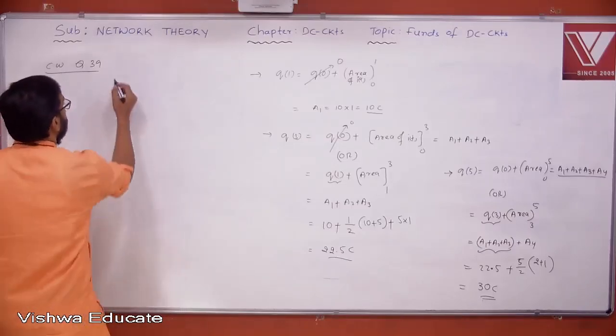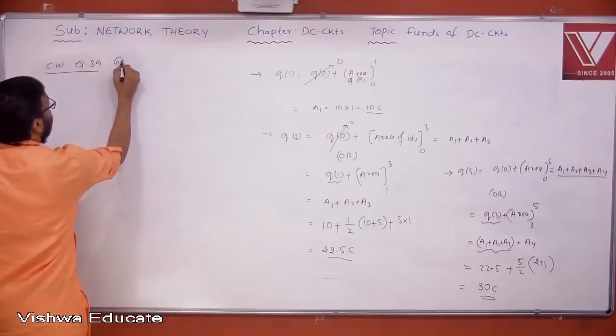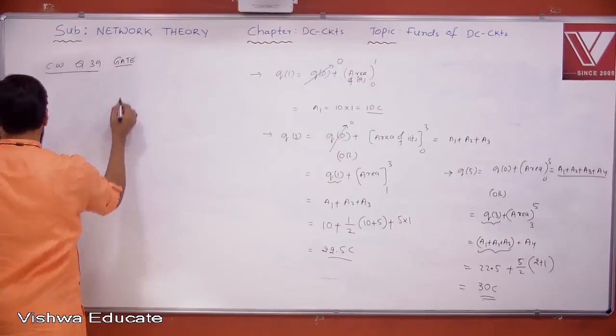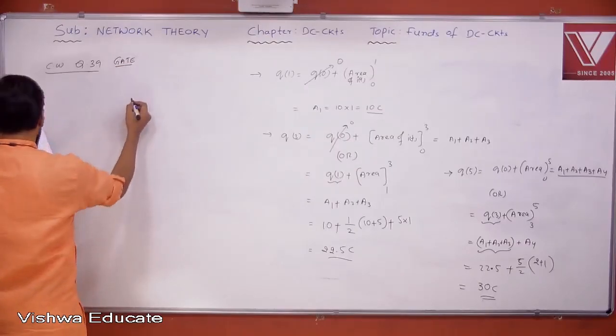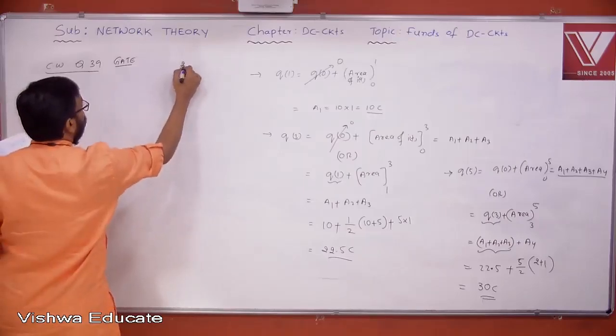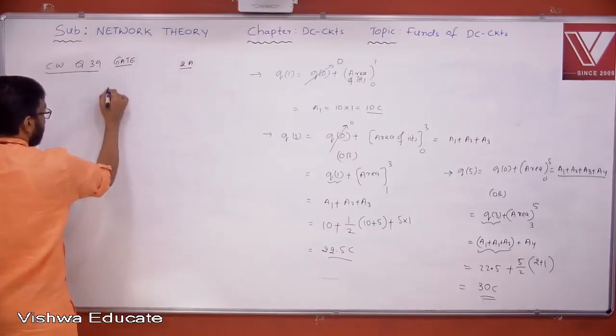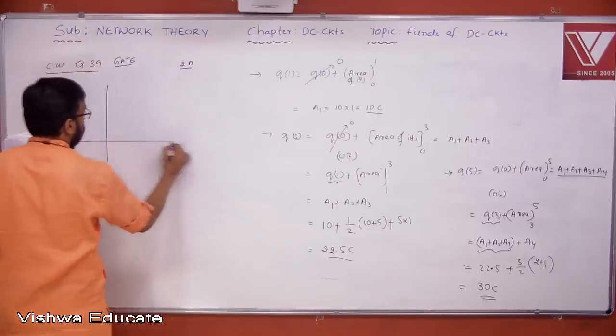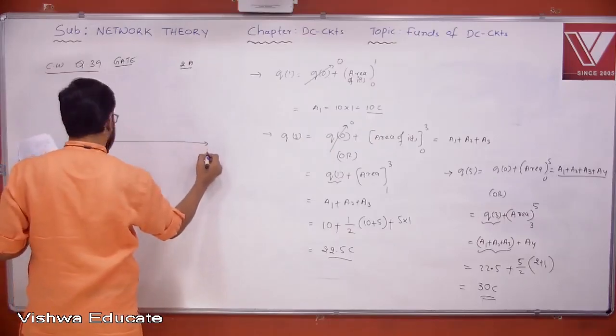It was actually asked in GATE. So what is the data given? The battery delivers a constant current of what? 2 amperes. And the voltage characteristics of the battery are shown like this.